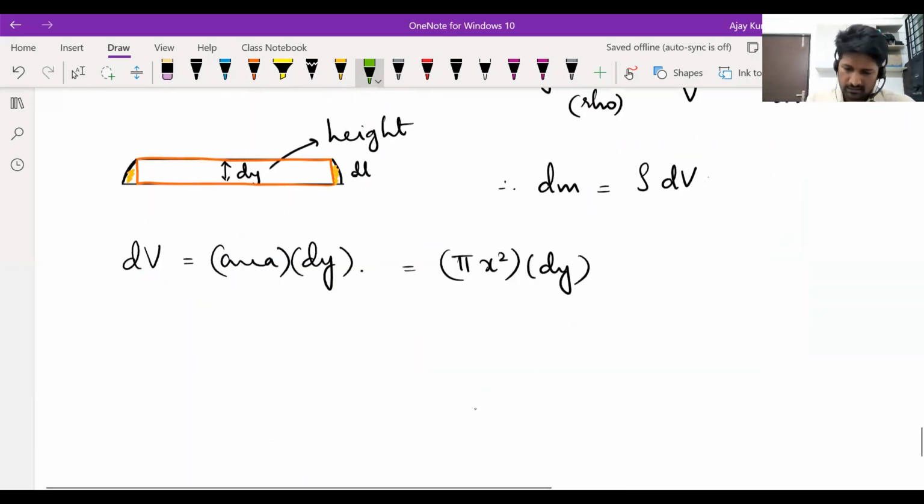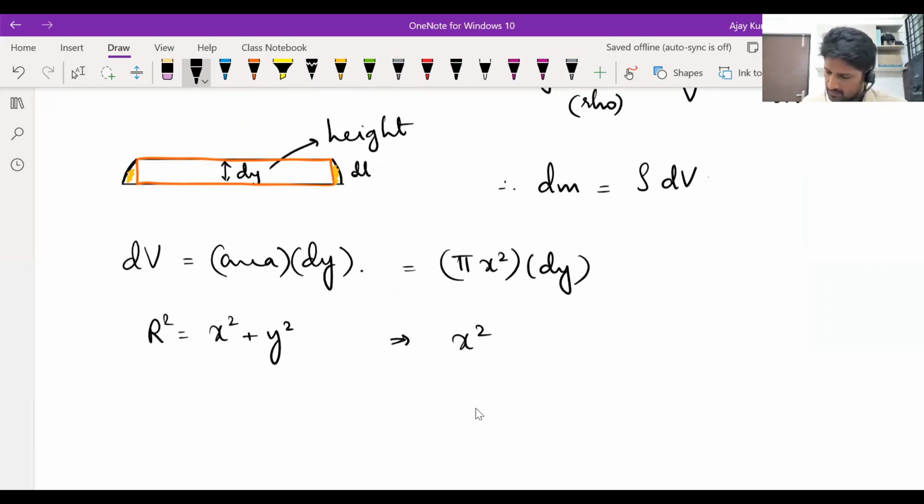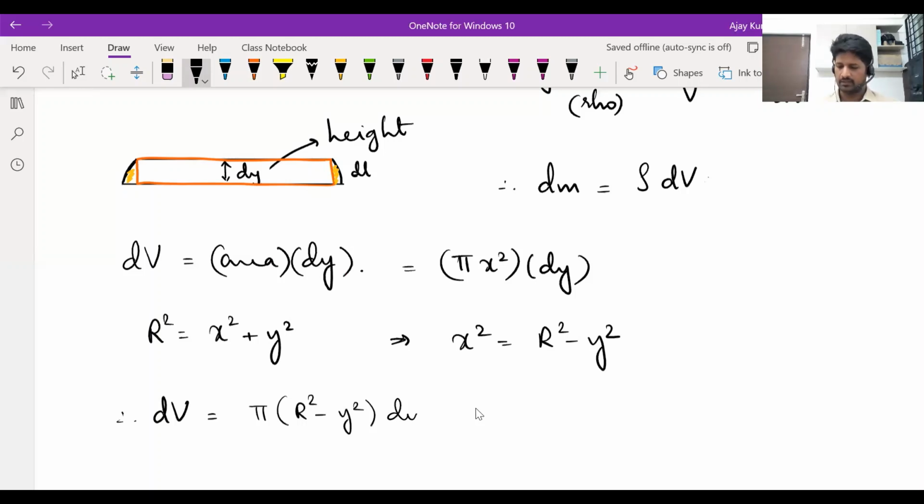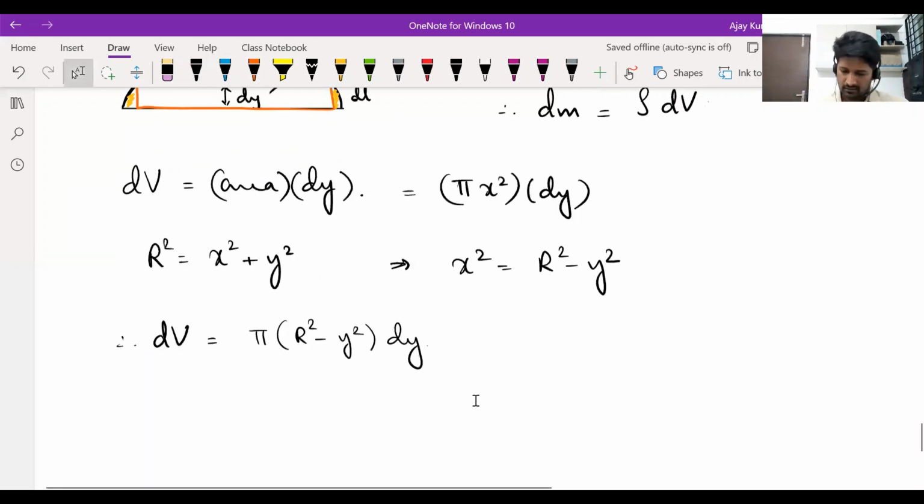If you do that, you get x square as r square minus y square. No square root or anything is needed. Therefore, the volume dv, which is the volume of the thick disk that we got, becomes pi into x square, which is nothing but r square minus y square, multiplied with the thickness dy. Now we have the volume entirely in terms of y, which is a good thing.